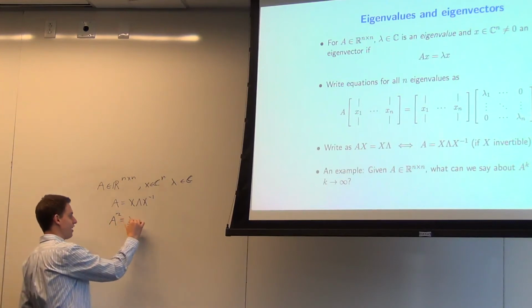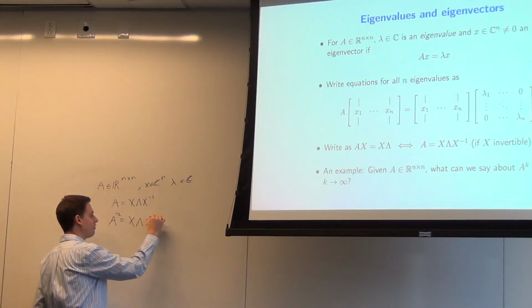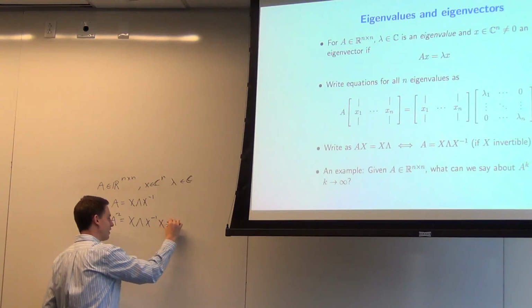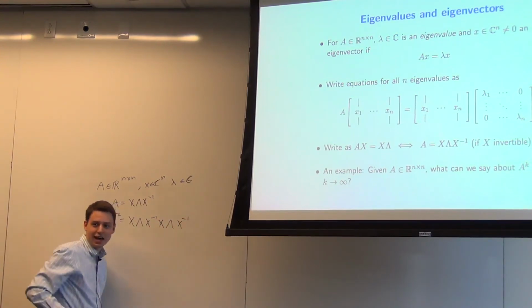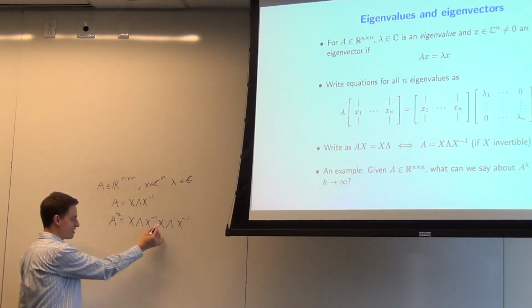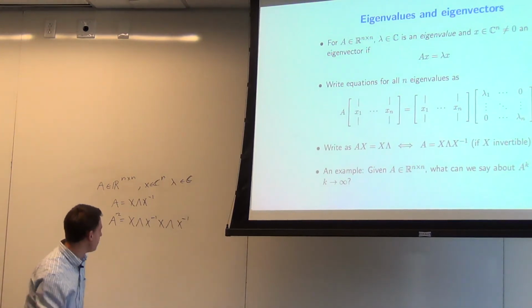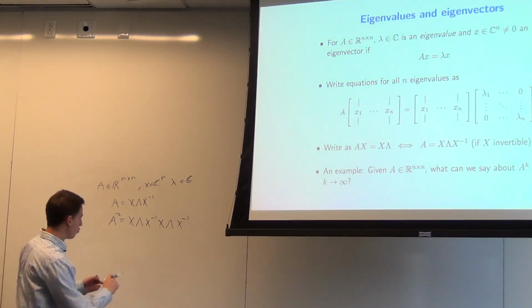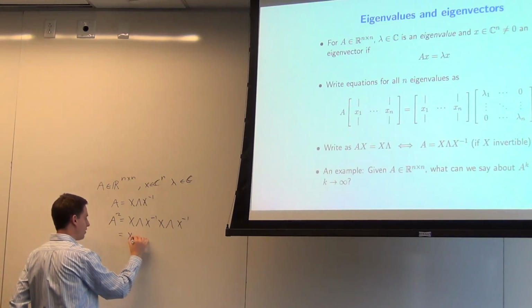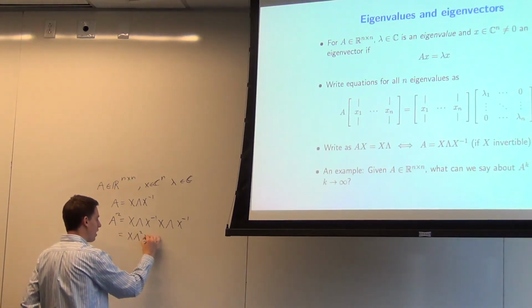Yeah, so let's just write it, actually. X times lambda x inverse, x lambda x inverse. And of course, what you see here is that you have x times x inverse here. Those cancel out. I won't erase that. Those will cancel out. So what you get is x lambda squared x inverse.